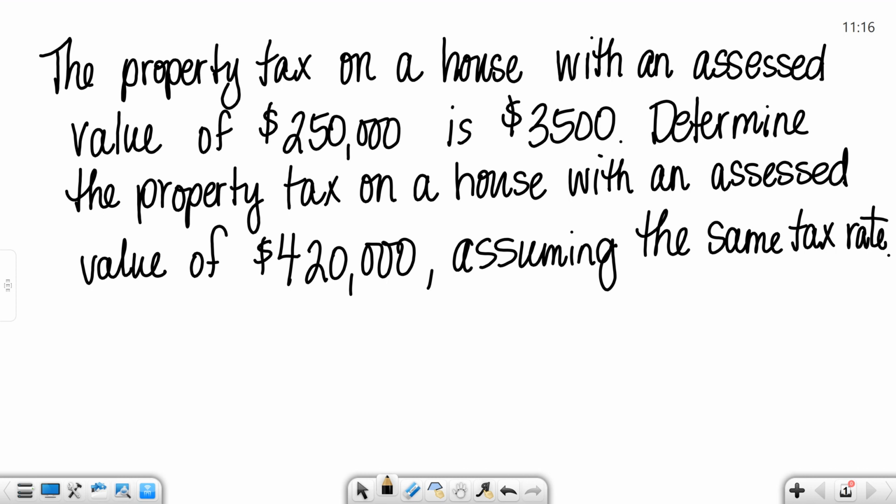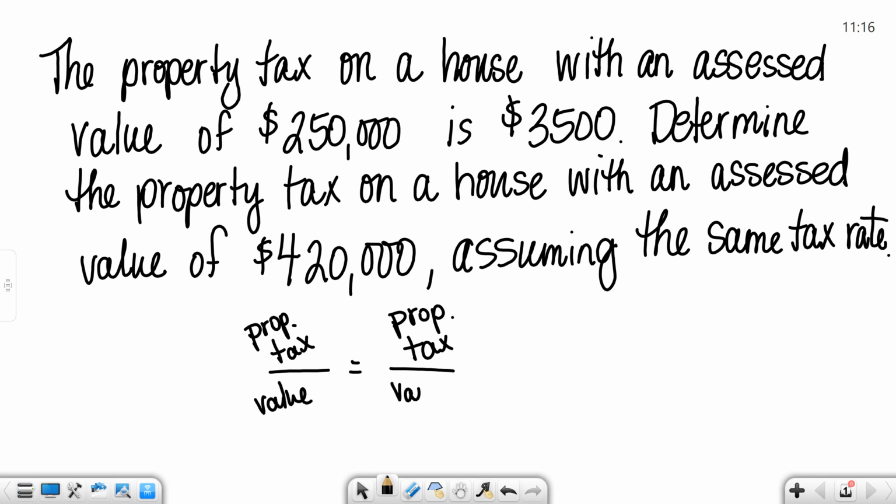So I'm going to create a proportion. Now, a proportion is two fractions that are equal. Now, here's what I'm going to do. I'm going to make a decision before I even get started. I'm going to put property tax in the numerator of both fractions, because if I put it in the numerator of this fraction on the left, it must be in the numerator of the fraction on the right. And then on the denominator of both of them, I'm going to put the value of the home. All right, so now I know what I'm doing.